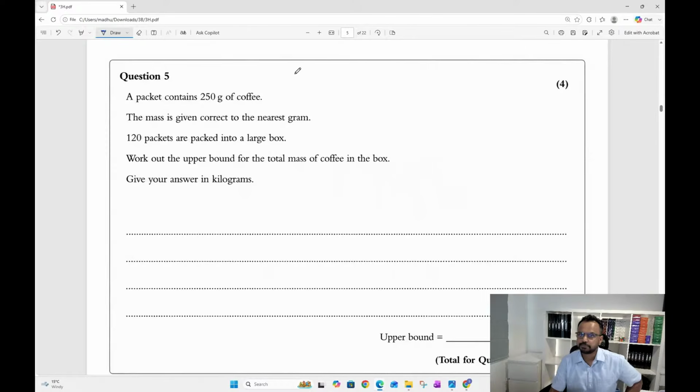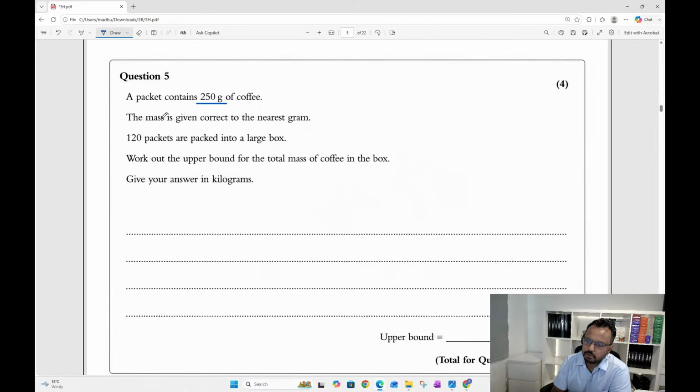Yeah, you can come. So, a packet contains 250 grams of coffee. The mass is given correct to the nearest gram. So, nearest 1 gram, you need to divide it by 2, so 0.5 grams that you need to add and take away. 120 packets are packed into a large box. Work out the upper bound for the total mass.